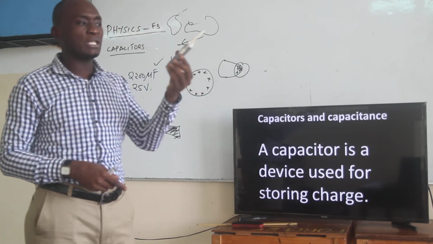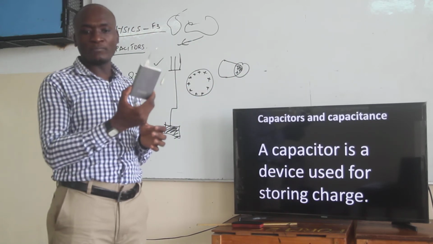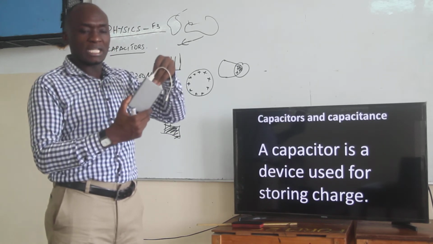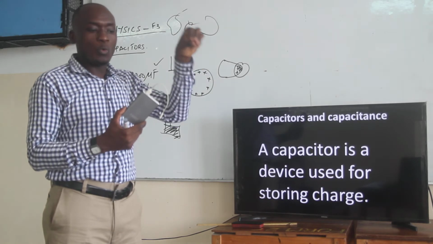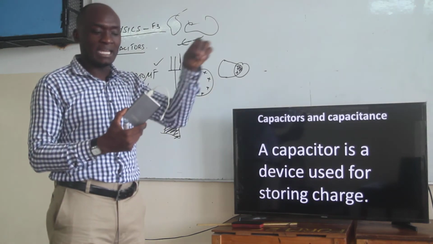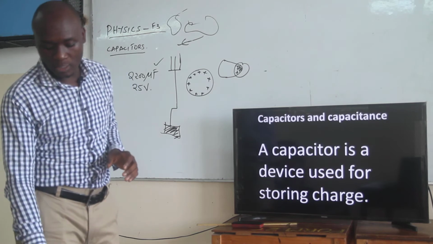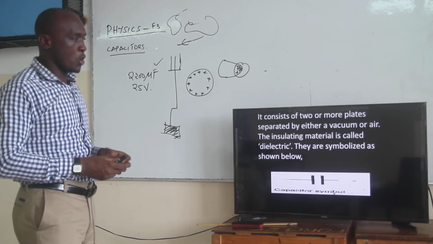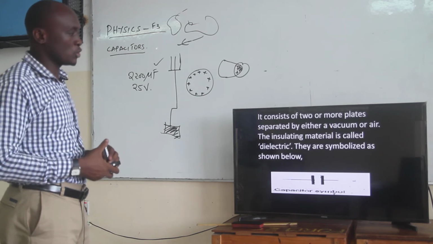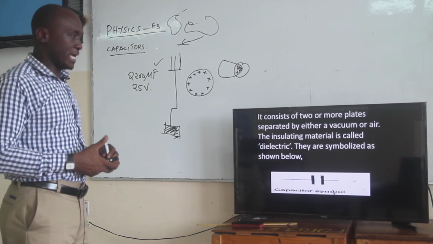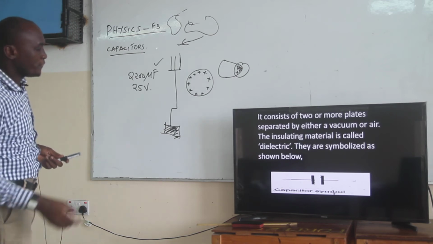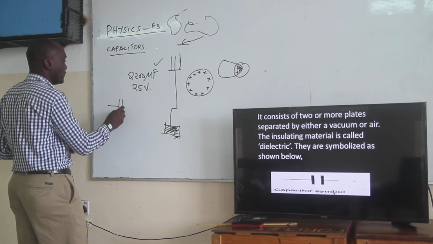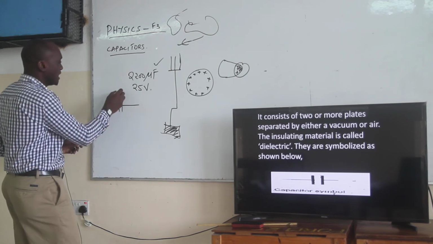So this is a very good example of capacitor equipment, where the capacitors have been installed so that when we require the charge, we can drain it from this particular equipment. We see that a capacitor consists of 2 or more plates separated by either vacuum or air. And the symbol for a capacitor is very simple. This is the symbol for a capacitor. Please don't confuse it.